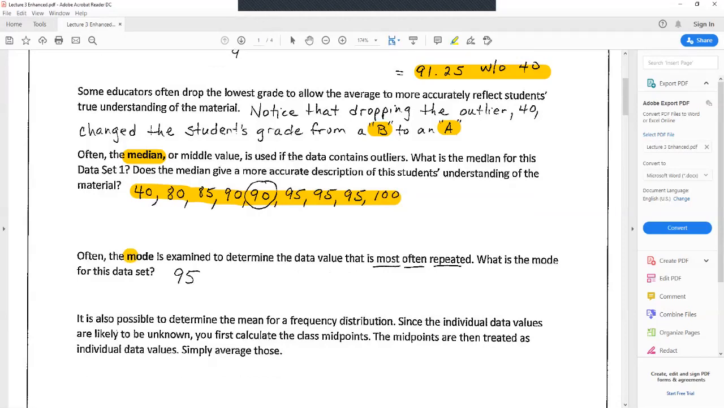And then we have the mode. The mode is the value that occurs most often. Okay, it's most often repeated. So if you go back to our data list, 95, right? That's the number that shows up the most, so that would be the mode.